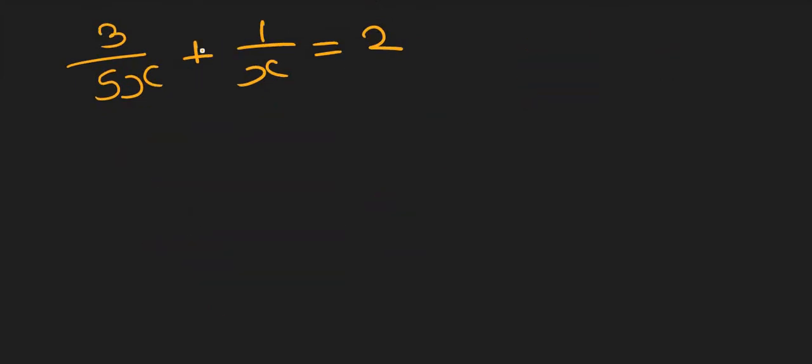Now consider this example. 3 over 5x plus 1 over x equals 2. Here we have unknown variables as the denominators of the fractions. However, if you observe clearly, you can see that 5x is the common denominator, because 5x can be divided by 5x and it can also be divided by x. 5x divided by 5x is 1. 1 multiplied by 3 is 3.